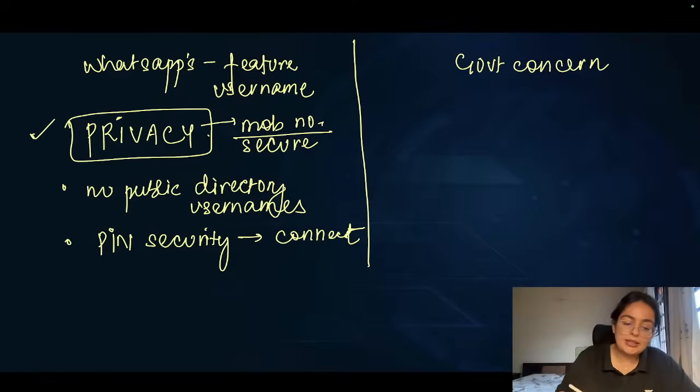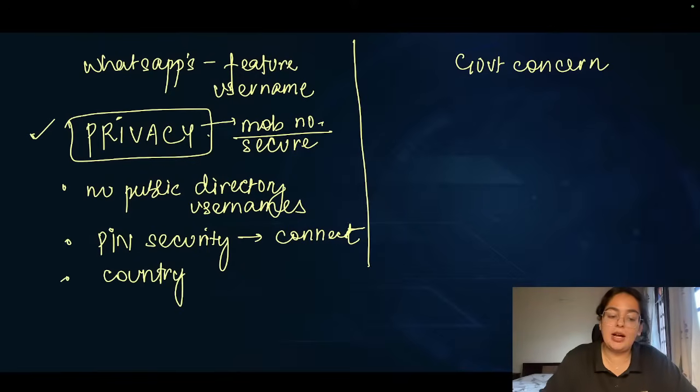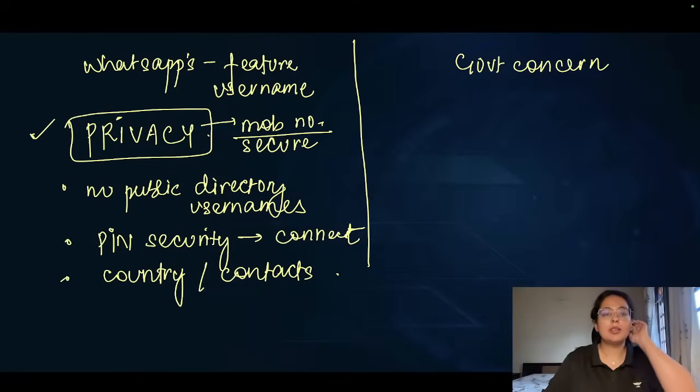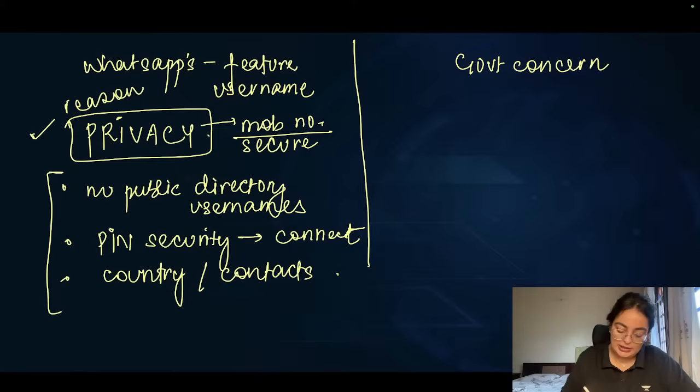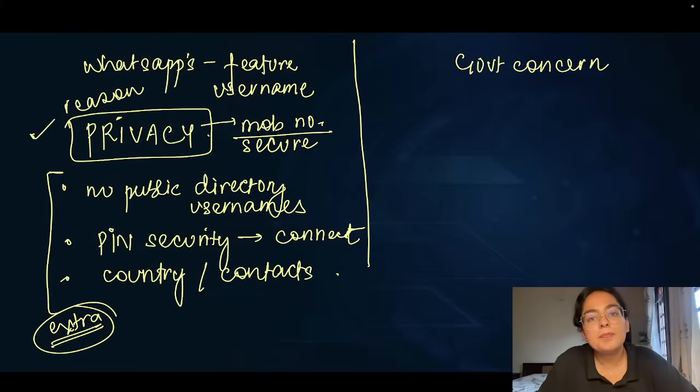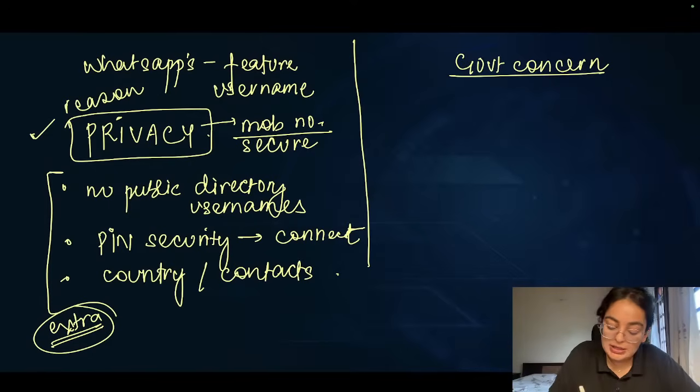Another is that if someone is using this feature to message you, at least the country they are messaging from will be shown to you, or in case they are in your contacts, that will also be notified to you. So WhatsApp said that this is our rationale, this is the reason, and we have also come up with all these extra precautions so that this is not misutilized. But there is also the government's concern.